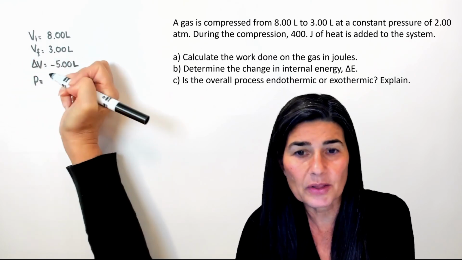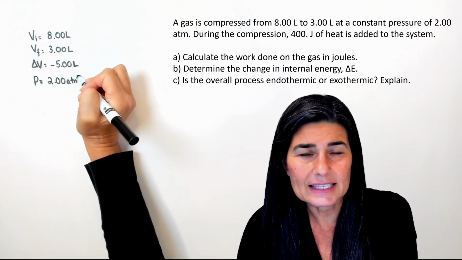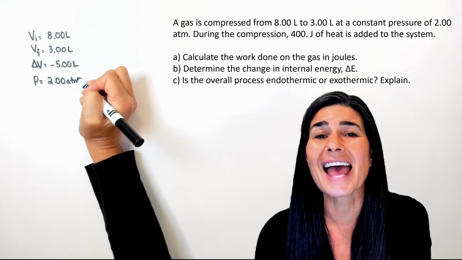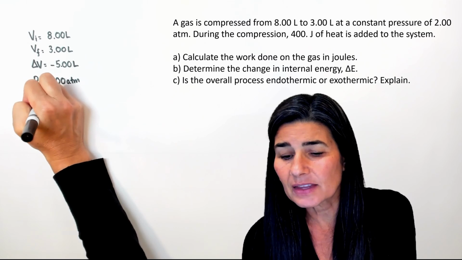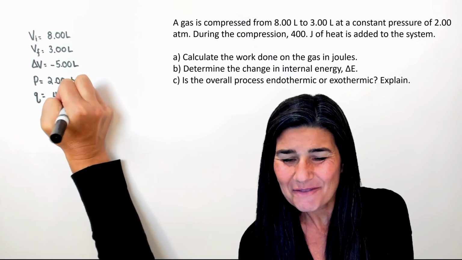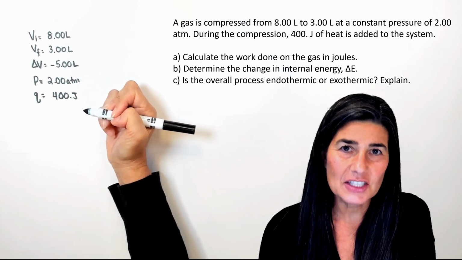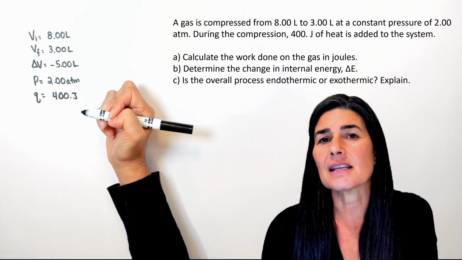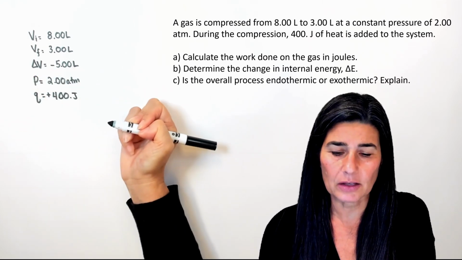The other information given is that the pressure that this occurred at is at 2 atmospheres. So let's go ahead and label that P. P equals 2.00 atmospheres. And they also tell us that during that compression, 400 joules of heat was added to the system or absorbed by the system. So heat is given the letter Q. That is 400 joules. And since it's absorbed by the system, that's an endothermic process. So we just answered question C. Endothermic processes absorb heat. We want to go ahead and give that a positive heat value in that case.